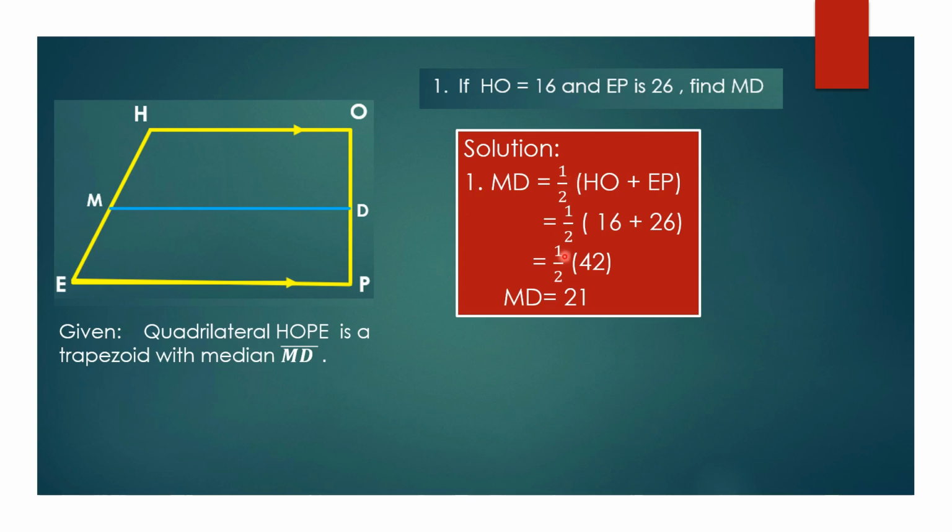So, we have 1/2 times the quantity 16 plus 26. Then, combine 16 and 26, it becomes 42. 42 times 1/2, or 42 divided by 2, equals 21. So, the median, or MD, equals 21.